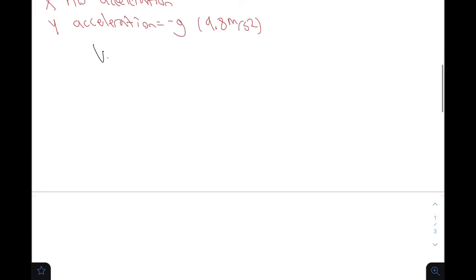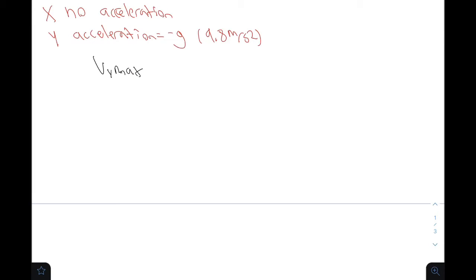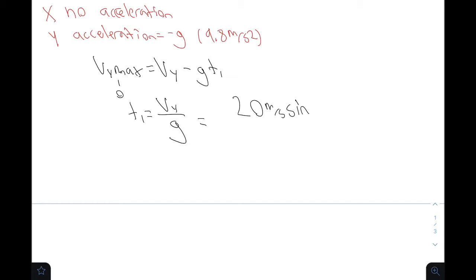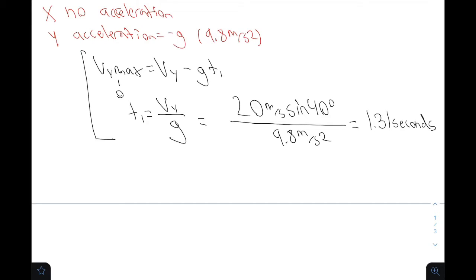So Vy at the maximum point of the graph is going to be Vy minus gravity times t1, and we know this is equal to 0. We can rearrange this equation to get t1 equals Vy over g. Then we can plug in values: 20 meters per second times sine 40 degrees over 9.8 meters per second squared. That's going to give us our first time of 1.31 seconds. This math was defined from point N to point A.